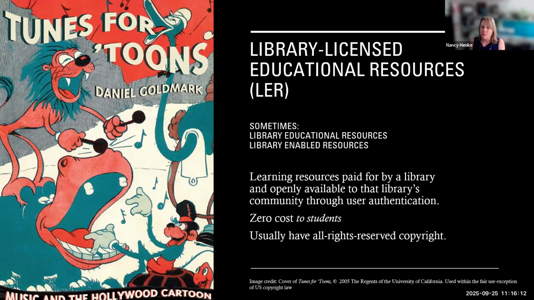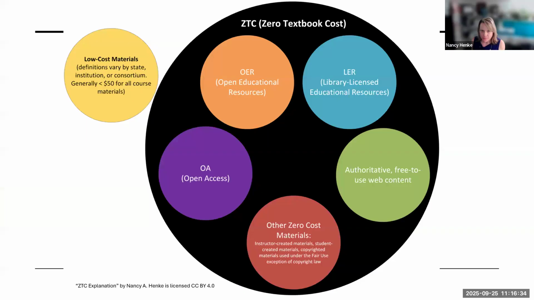And that's really powerful because basically what I was able to do is contact that instructor and say, you're asking students to pay for this $40 book. Guess what? If they use this link to the library's website, they are able to access this ebook for free. Okay, so LER, library licensed resources, are really powerful. Another way to achieve ZTC. Okay, so then that jumps us to OA, open access.